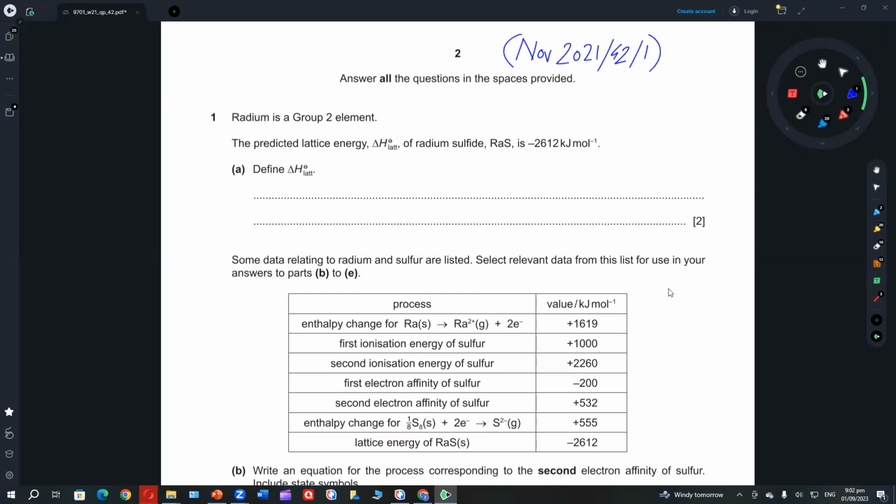The first part is a straightforward question. Define delta H lattice. The enthalpy change when one mole of ionic compound is formed from its gaseous ions under standard conditions.